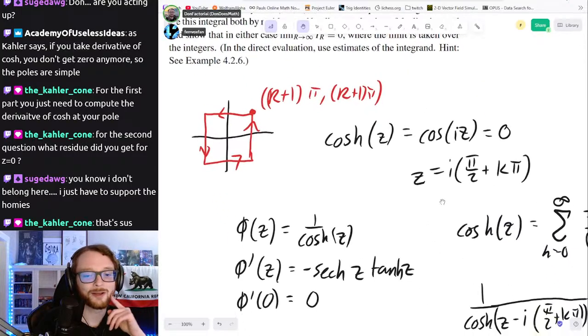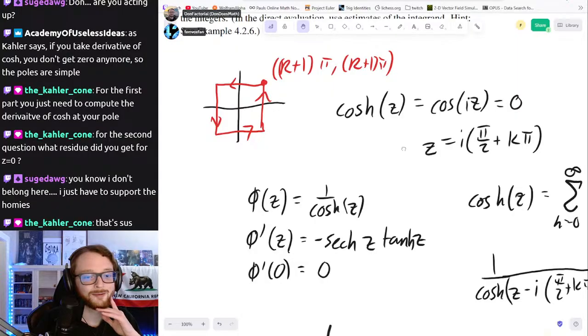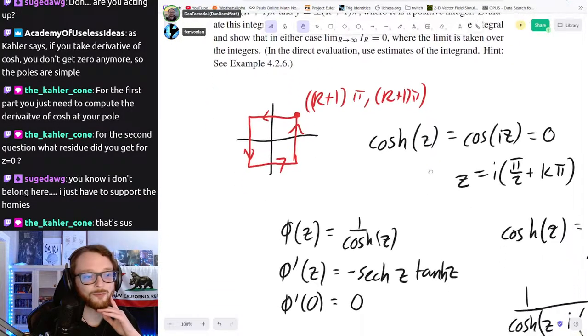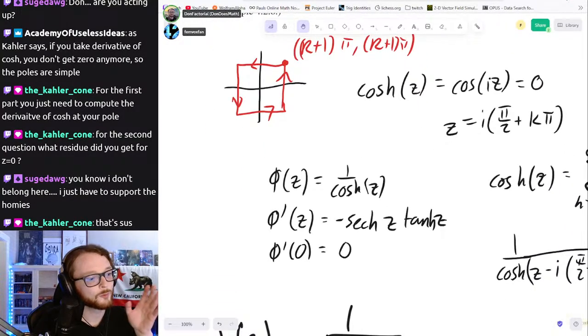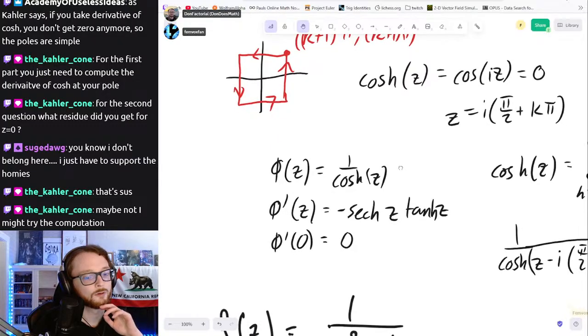That's sus? That we got 0? Okay, so I used the formula that you posted and I took one derivative of 1 over cosh and evaluated it at 0. And the thing is that hyperbolic tangent of 0 is 0. So everything is kind of zeroed out.